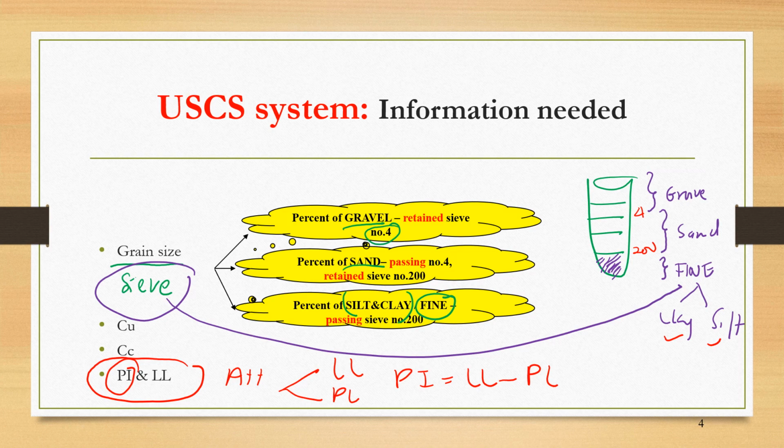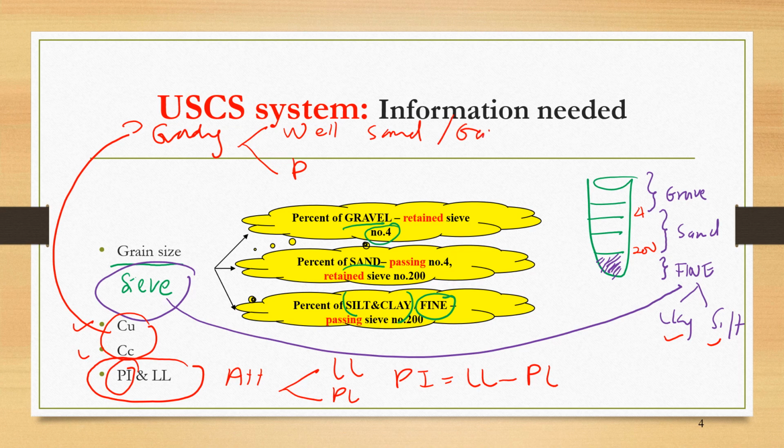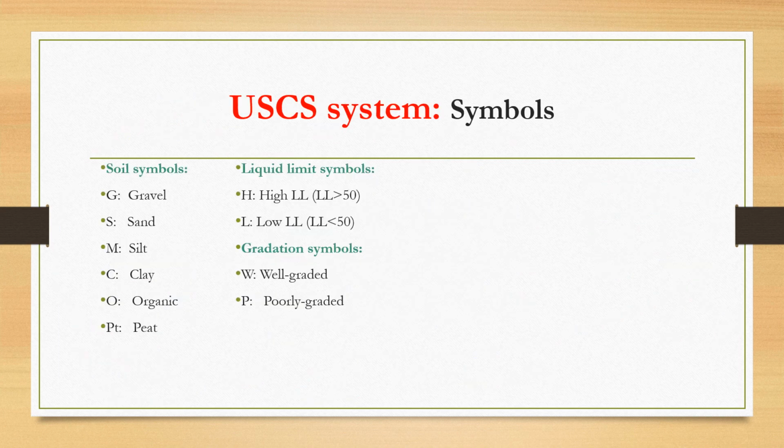Additional to that, you have CU and CC. What is the function of CU and CC? It's for grading purposes, if you want to further describe your coarse grain soil as either well graded or poorly graded. So either well graded sand or well graded gravel, or poorly graded sand or poorly graded gravel. So this is all the information needed in order for you to proceed to classify your soil based on the USCS system.